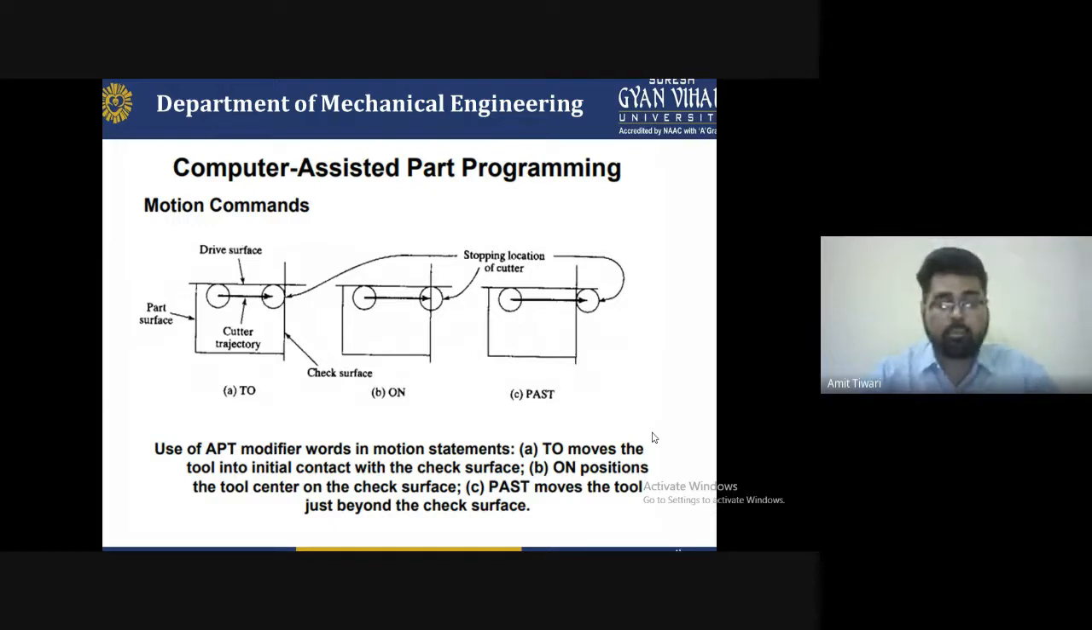So these are some conditions which we obtain to maintain the quality of service, using the automatic part programming modified versions in the motion statement: to move the tool to initiate contact with the check surfaces, position the tool center on the check surfaces, and the last one is to move the tool just beyond the check surfaces, as follows.